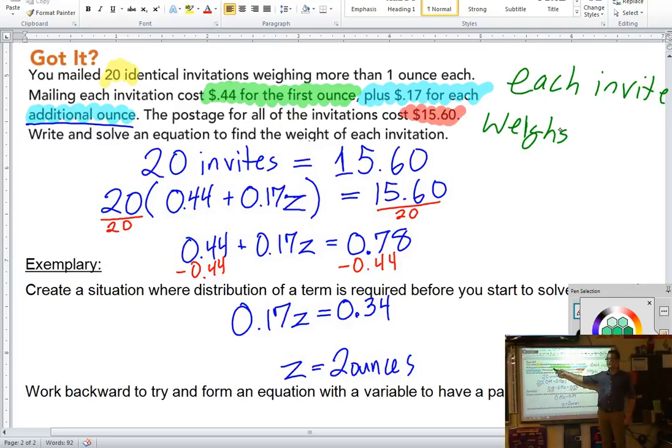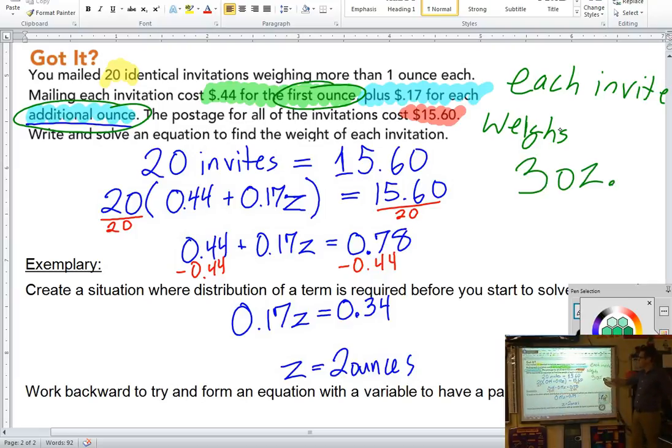What was the 44 cents for? Each ounce. The first ounce, then the 17 was for the additional ounces. So if I had my first ounce plus 2 more, that's 3. Each invite actually weighs 3 ounces. And that's kind of heavy, because 4 ounces is a quarter pound. So those are some fancy invites.